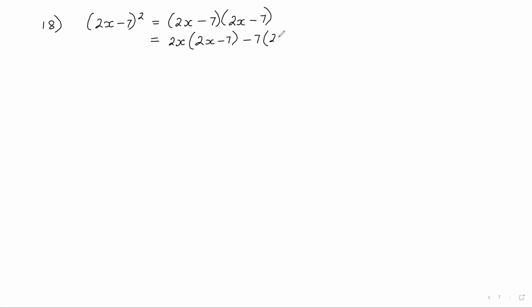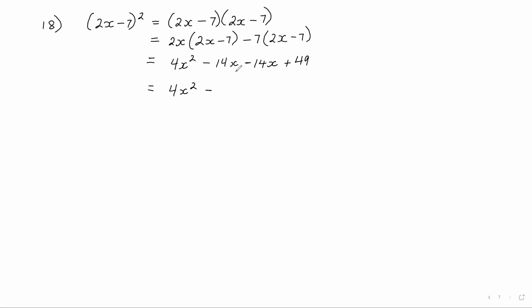So that's 4x squared minus 14x. And then you take the minus 7 and you take the brackets again. So 2x minus 7. So negative 7 times 2x, that's negative 14x. And negative 7 times negative 7 is positive 49. Perfect. So now you put everything together. So that's 4x squared minus 14x minus another 14x plus 49.